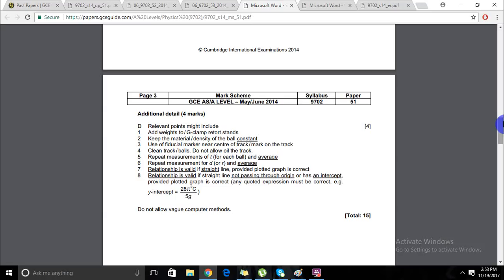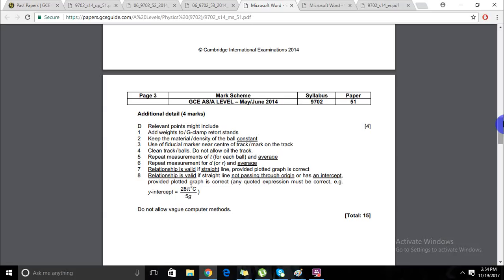And material density of the ball constant. Fiducial marker near center of track, mark on the track. I did mention this, that some method to see that the trajectory is constant. Clean track and balls, again mentioned. Repeat measurements of T and average. Repeat measurements for D and average. Relationship is valid if straight line, mentioned. So 3 marks definite over here.